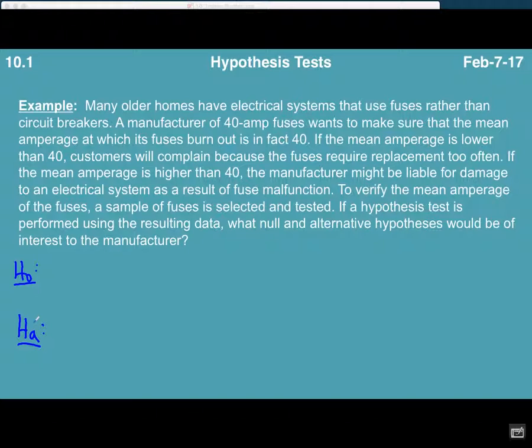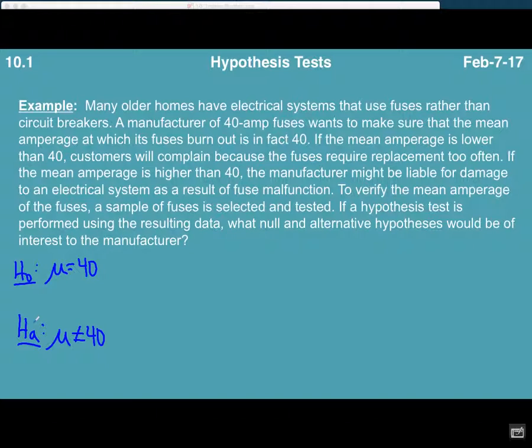Okay, let's go over this real quick. My first question is, what symbol did you use? Mu. Okay, good. So this one is obviously mu equals 40. 40 is the only number, and the null has to be a statement of equality. What is the inequality for the alternative? It's not equal to 40.